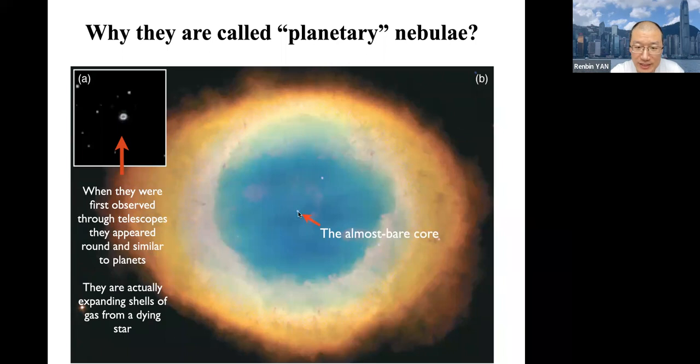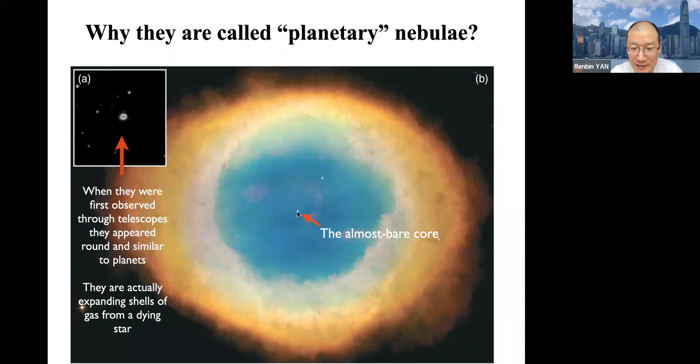And in the center of these planetary nebulae, you can always find the left-behind core, basically a carbon core of the star that is just sitting there by itself, not doing anything.